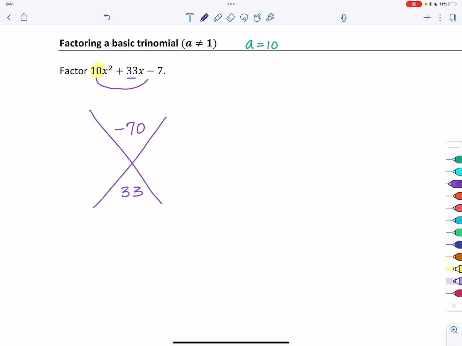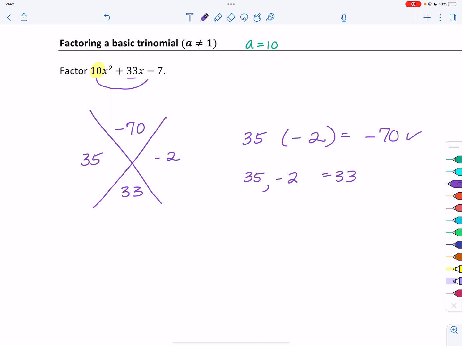Two numbers that multiply together to get negative 70. I don't know about you, but when I think about 70, I think about a 35 and a 2. And would we be able to come up with a 33? Of course. A 33 is 35 minus 2. And 5 times a negative 2 is a negative 70. So here we have our correct numbers. So we need a positive 35 and a negative 2.